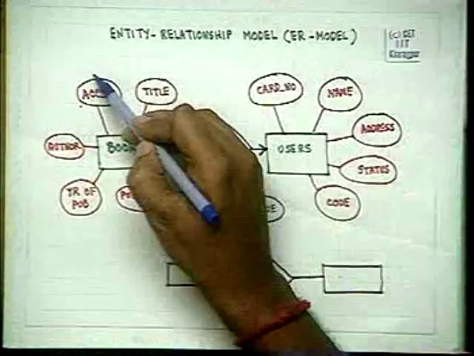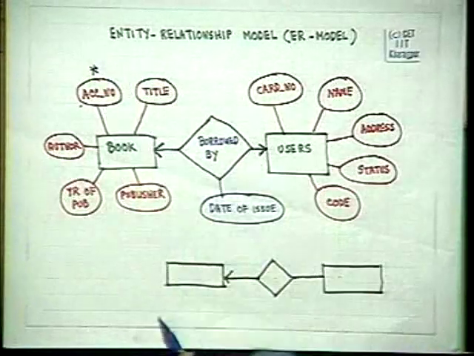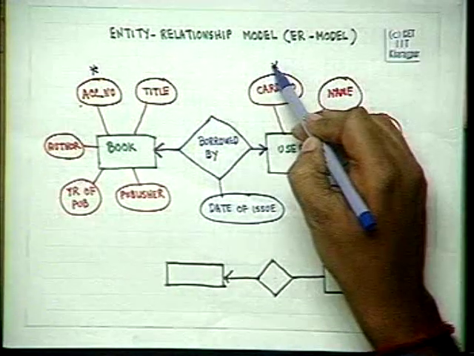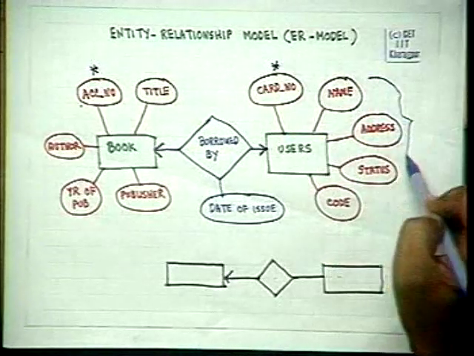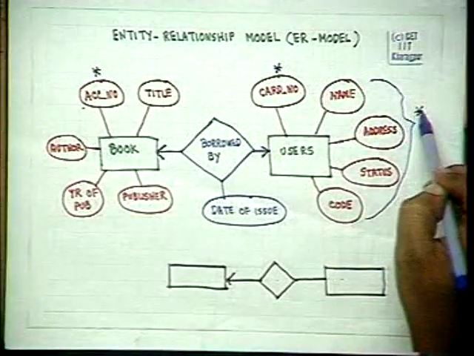A candidate key is a minimal set of attributes such that you cannot remove any attribute without losing the property of a super key. So here you may have this as a super key, you may have this as a super key, you may have these four together as a super key.